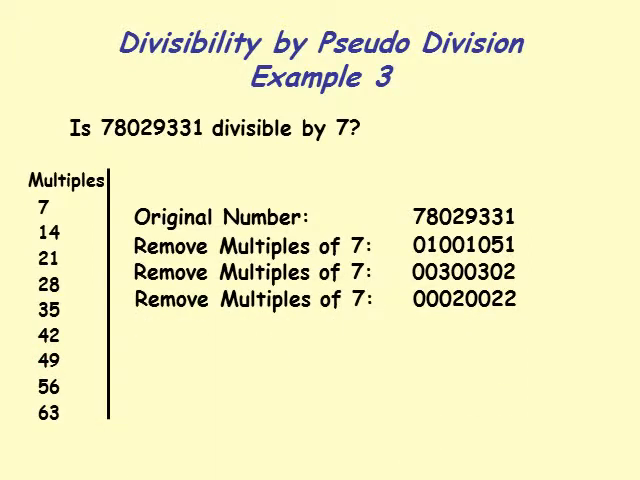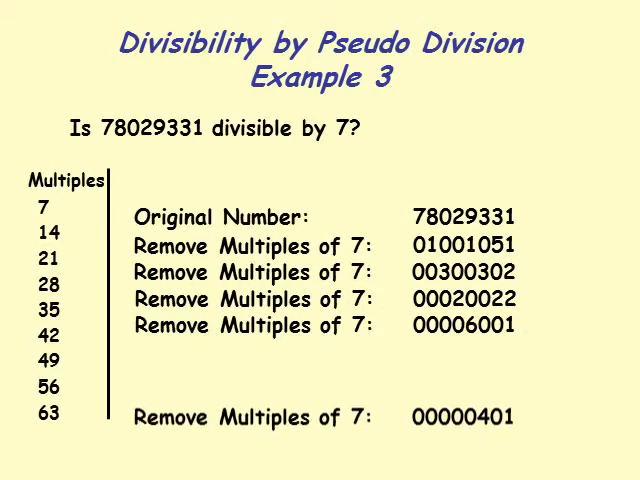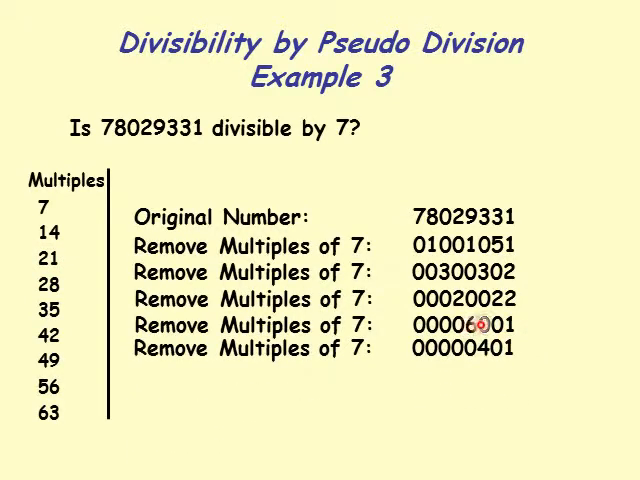From this 30, I take away 28. 7 times 4 is 28. Becomes 02 here. From this 30 again, we take away the same 28 and get 02. From this 20 here, I take away 14. Leave a 06. From this 22 here, I take away 21. Leave a 01. From 60 here, I take away 56, 7 times 8. Leave a 04.